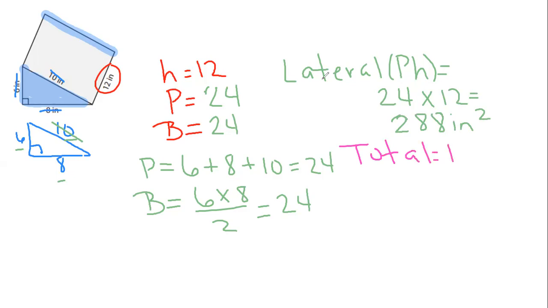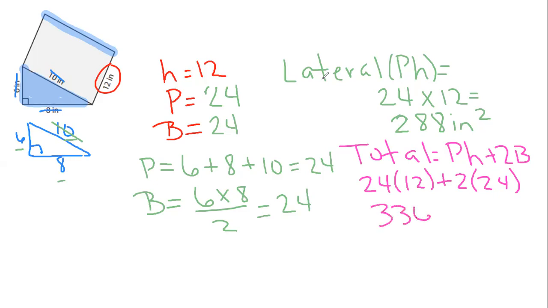Now to solve for total surface area, which is perimeter times height plus 2 times big B, I have perimeter of 24 times a height of 12 plus 2 times a big B of 24. In my calculator, I did 24 times 12 plus 2 times 24, and I got 336 inches squared. Okay?